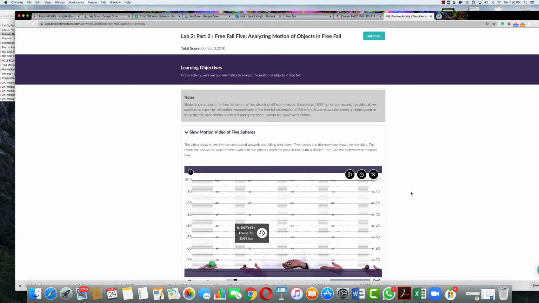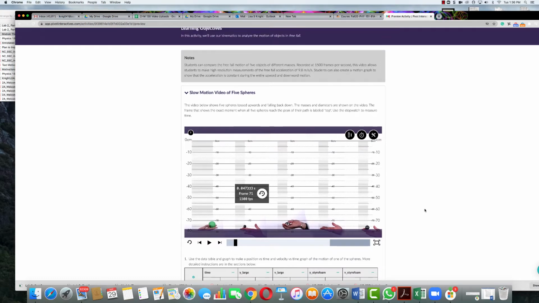Motion of Objects. So in this particular lab, you have a choice of looking at any of these objects that are tossed upwards and experiencing free fall, which means that the only force acting on them is the force of their weight, which causes them to slow down and speed up by 9.8 meters per second, or 980 centimeters, every second.